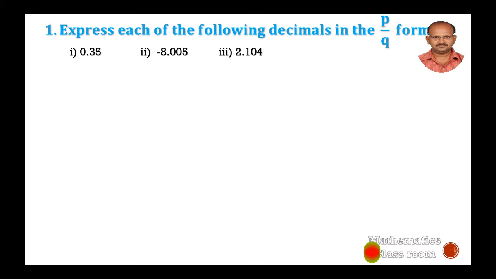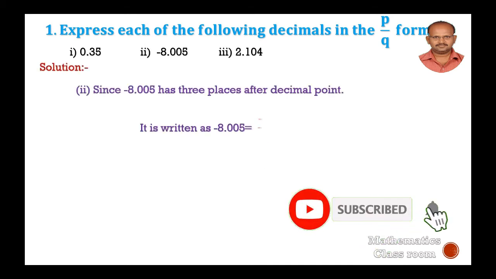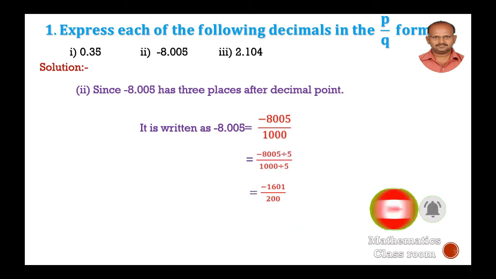Solution of the second one. Since minus 8.005 has three places after the decimal point, it is written as minus 8005 by 1000. Dividing numerator and denominator by 5, we get the answer minus 1601 by 200.